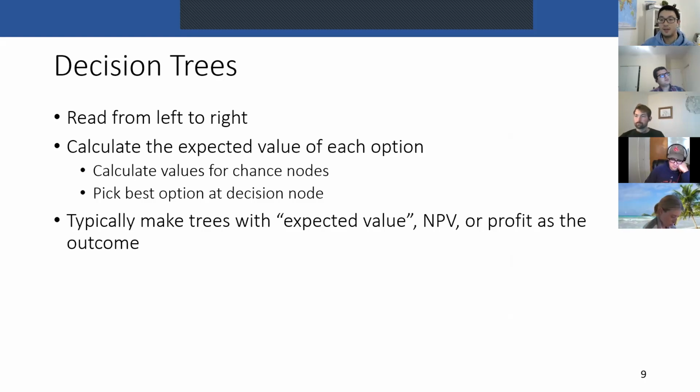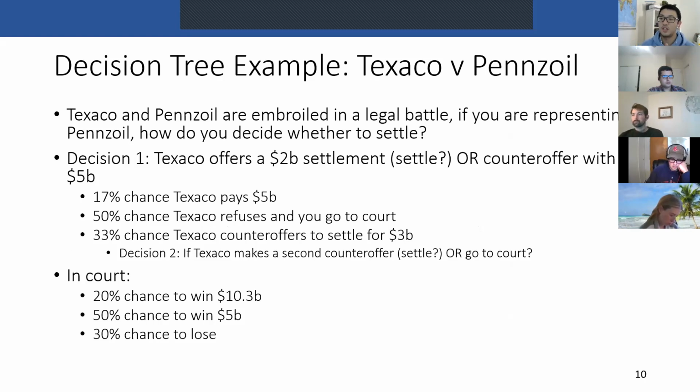A decision tree is read from left to right. You calculate the expected value of each option. The whole point of doing this is essentially that at every decision node, you want to be able to pick the best decision. I think the easiest way to show this is through example, and so we will show a semi-real life example of constructing a decision tree.